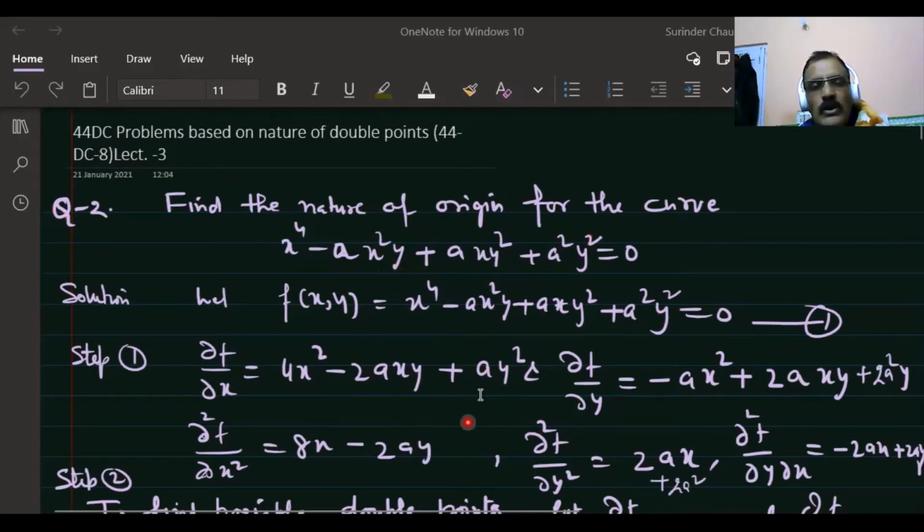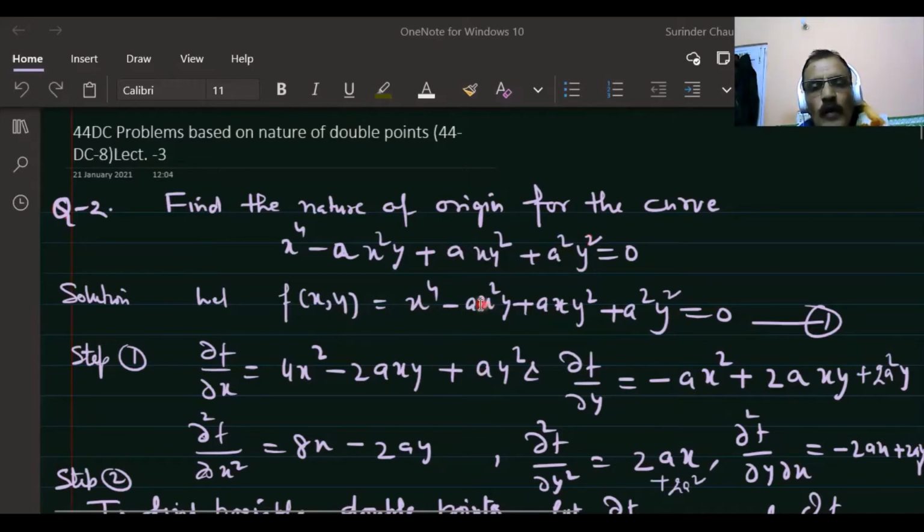I'm just comparing here while solving problems in examination. We discuss the nature by the first method, not by the general method, particularly. So now let us write this curve in the f(x, y) form. f(x, y) is equal to this function of x and y. We will discuss in two dimensions.